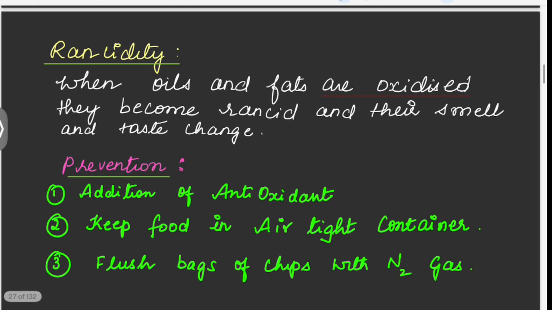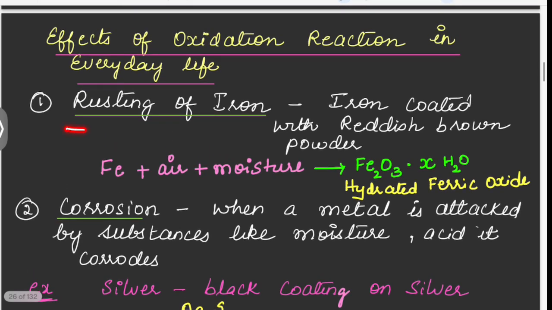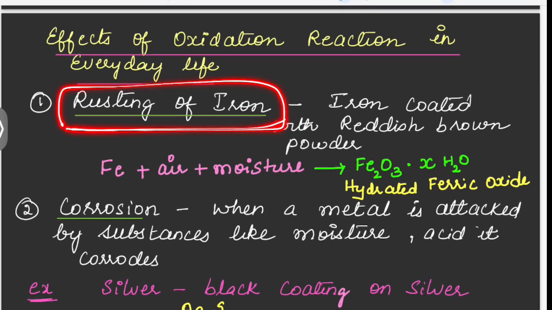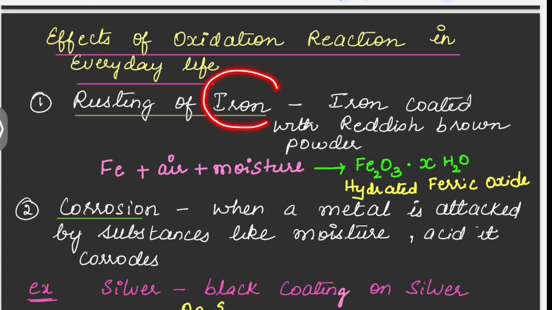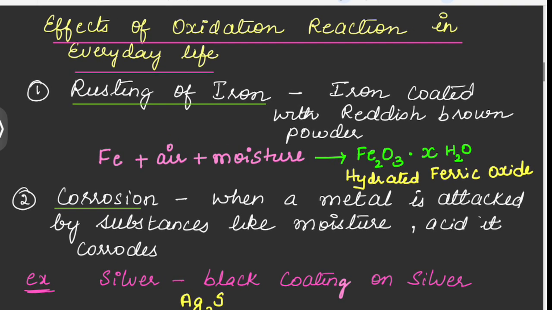Even this will be asked in the examination for 2 marks. What is rancidity? And give its preventive method. So you have to write the definition and any 2 preventive methods. And one more question which can be asked is, how do you prevent rusting of iron? Rusting of iron can be prevented by painting the iron article. If you paint the iron article, that will prevent oxidation, so that oxygen will not react with iron. So rusting can be prevented. These are the types of questions which can come from this topic.